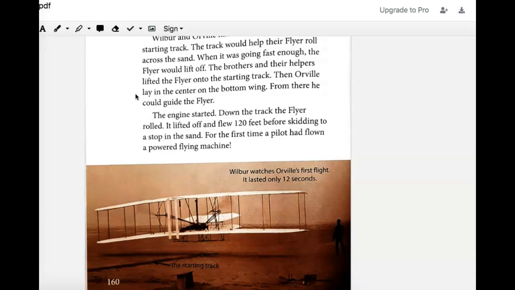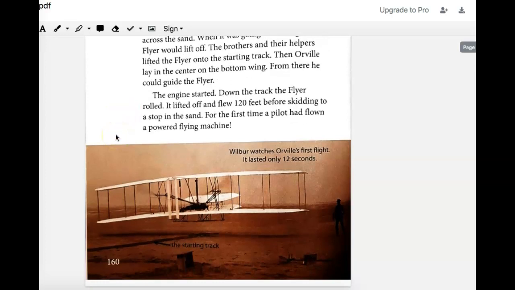The engine started. Down the track, the flyer rolled. It lifted off and flew 120 feet before skidding to a stop in the sand. For the first time, a pilot had flown a powered flying machine. So here we have a picture of their starting track. And their flying machine took off and flew 120 feet.